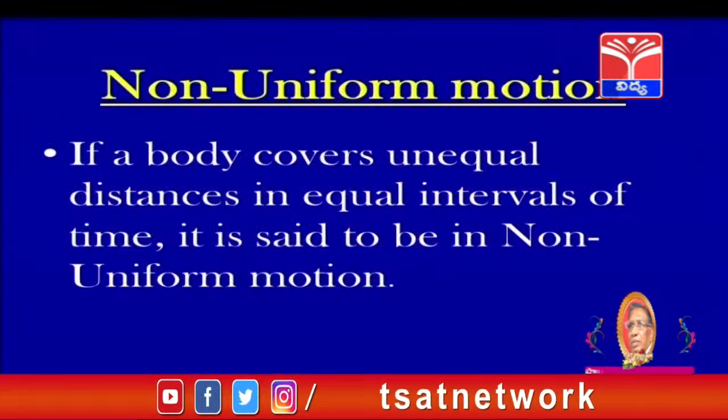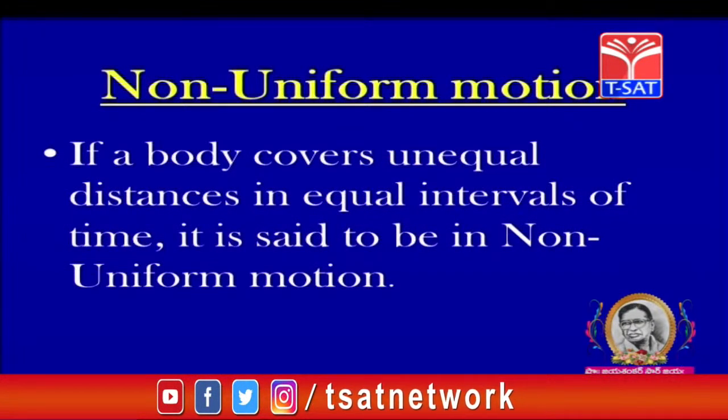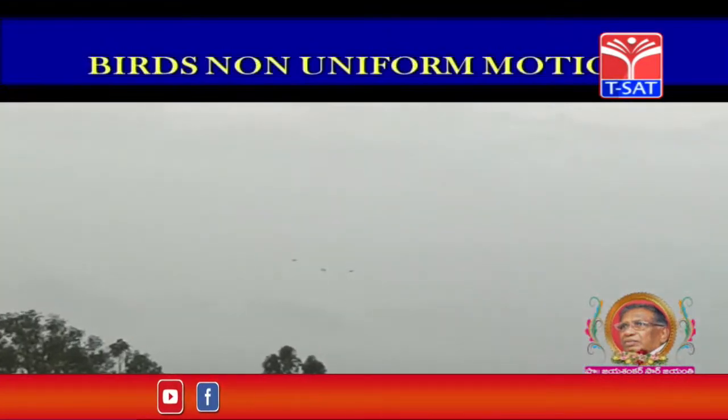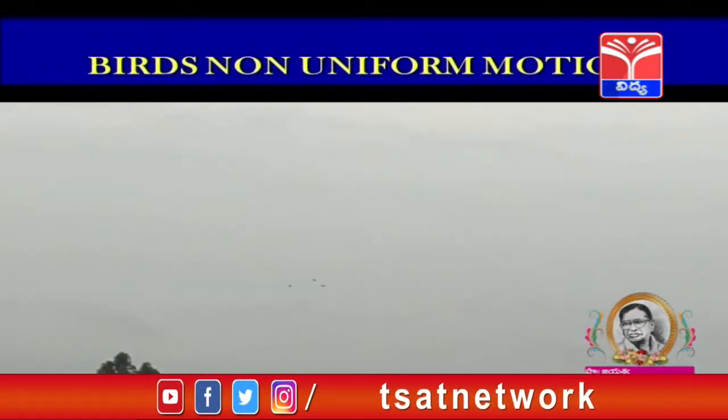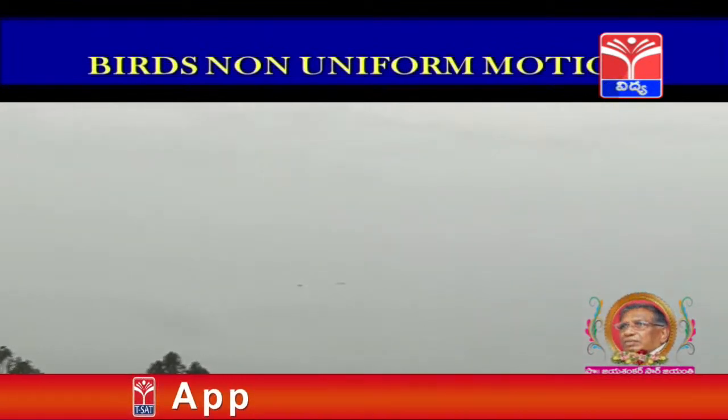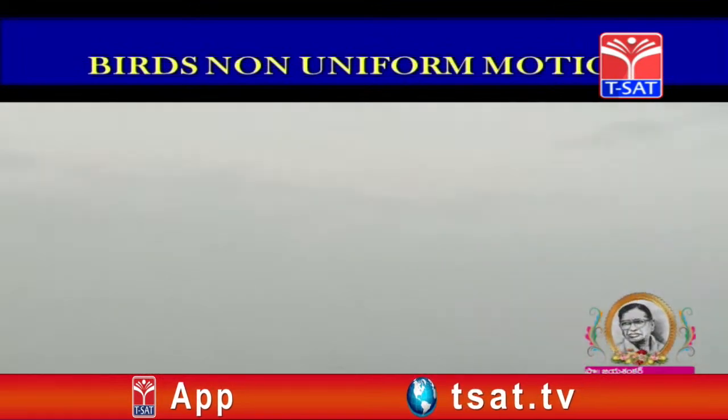Now, we go with the non-uniform motion. What is non-uniform motion? If a body covers unequal distances in equal intervals of time, it is said to be in non-uniform motion. To learn about this, we look at the following example. The birds flying in the sky. Do you think they take any particular time? Do they start and end at a particular time? No. Whenever they feel like flying, they fly, and whenever they want to rest, they rest. They do not follow any particular uniform motion.